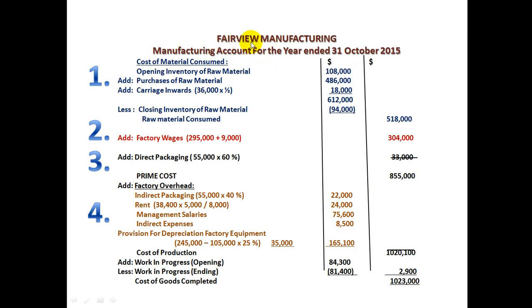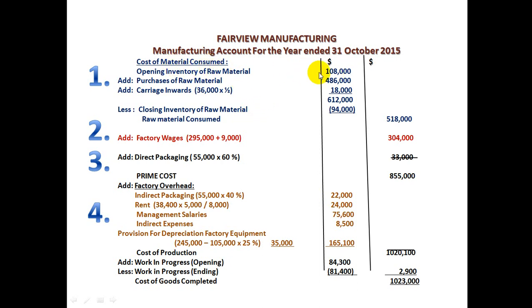Look at the manufacturing account for Fairview Manufacturing. As discussed in the format, there are four main portions of the cost of manufactured account. If work in progress, opening and ending are given, they will be added and subtracted in this amount which is given to us. So let's see.